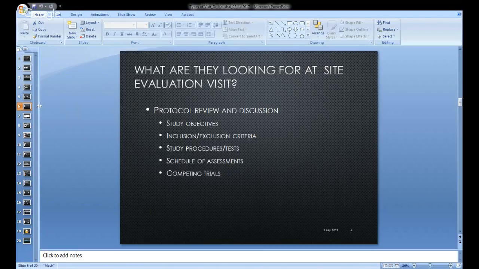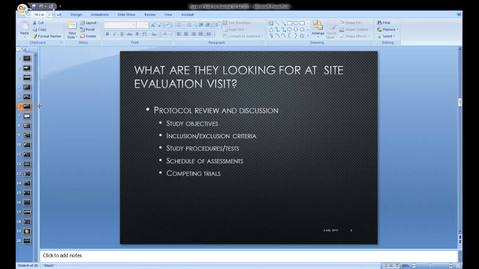Study procedures. What is required during the day-to-day visits by the subject? How the reporting is to be done? What are the different tests that have to be performed? How are they to be reported? How are they to be documented?